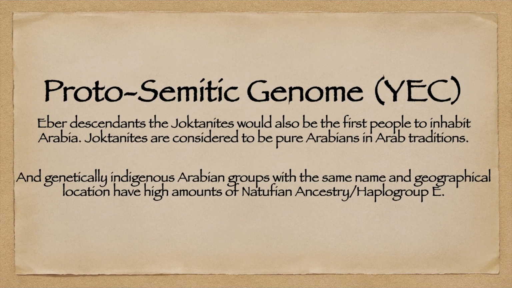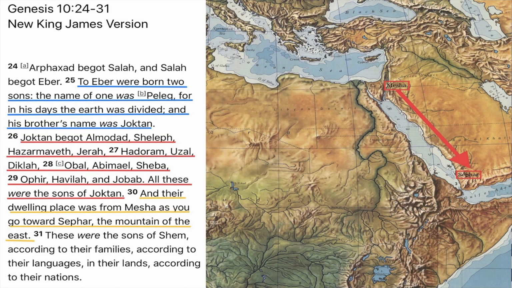So Eber's descendants, the Joktanites, would also be the first people to inhabit Arabia. Joktanites are considered to be pure Arabians in Arab traditions, and genetically indigenous Arabian groups with the same name and geographical location have high amounts of Natufian ancestry and, of course, haplogroup E. According to Genesis chapter 10, verse 24 through 31, to Eber were born two sons. The name of one was Peleg, for in his days the earth was divided, and his brother's name was Joktan. Joktan begot Almodad, Sheleph, Hazarmaveth, Jerah, Hadoram, Uzal, Diklah, Obal, Abimael, Sheba, Ophir, Havilah, and Jobab.